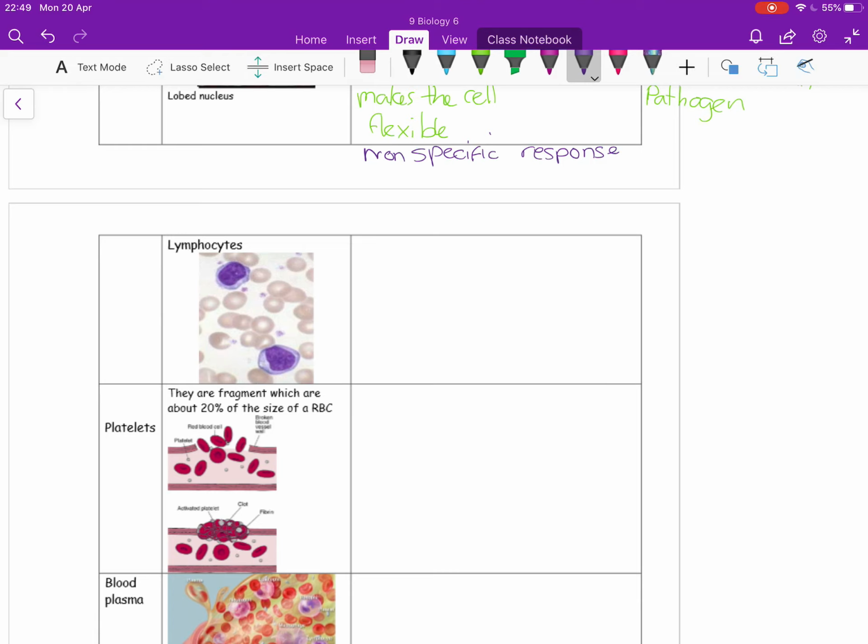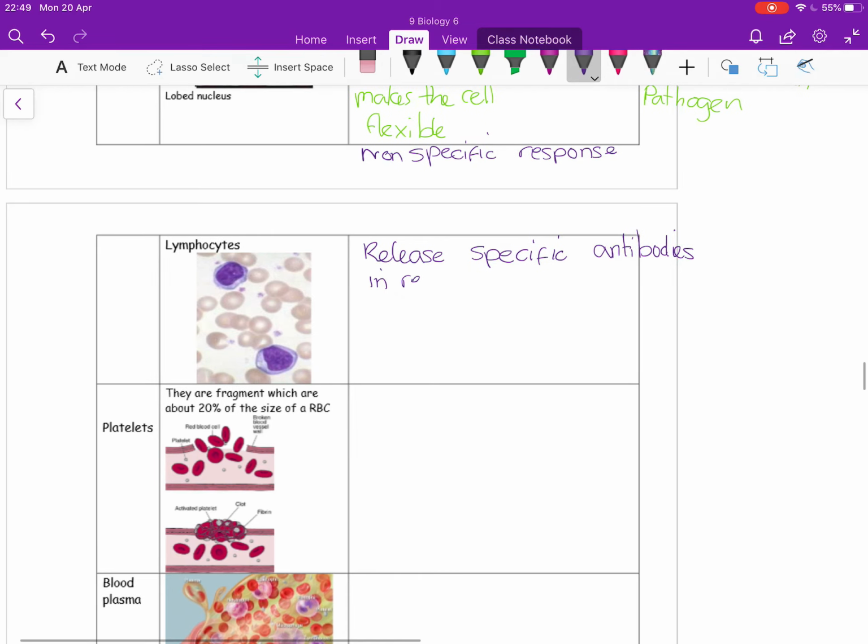It doesn't matter. So it's a non-specific response, which is quite different from lymphocytes, which are our second type of white blood cell. These are really specific, and they release specific antibodies. So antibodies are a protein made in response to a specific pathogen, and in response to the antigens, which are a structure on the outside of a pathogen. So in response to a specific antigen as well. In the same way as we've talked before about enzymes and substrates being specific, it's that same kind of specificity.